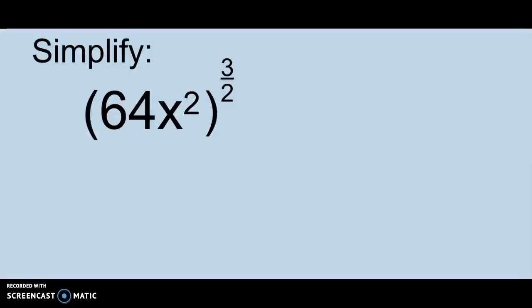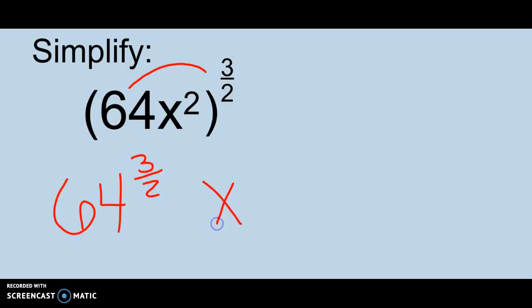Let's play around with this one. Now this one we didn't do in class, okay? So I made it a little harder. We're going to simplify this as much as we can. So I've got 64 raised to the 3/2 power, and then x squared will also be raised to the 3/2 power. So let's play around with that, all right?